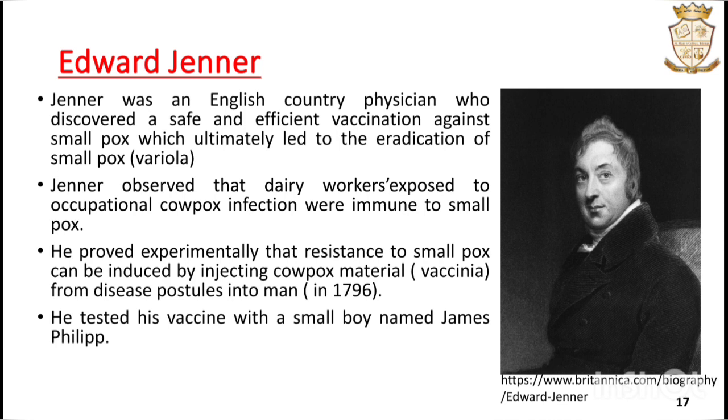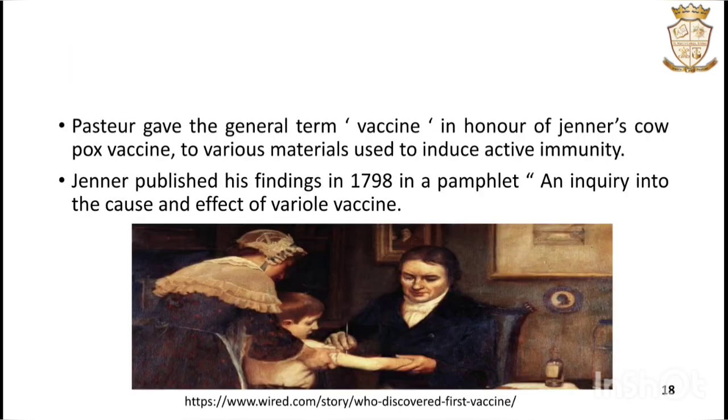He tested his vaccine with a small boy named James Phipps. Pasteur gave the general term vaccine, in honor of Jenner's cowpox vaccine, to various materials used to induce active immunity. Jenner published his findings in 1798 in a pamphlet, An Inquiry into the Causes and Effects of the Variolae Vaccinae.